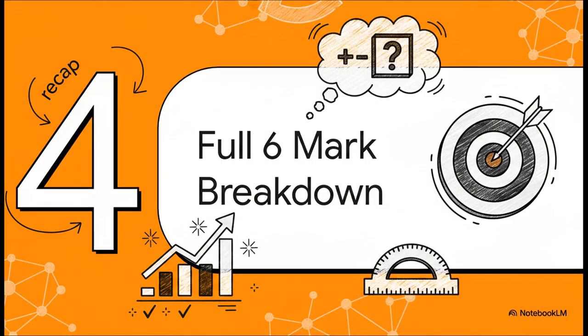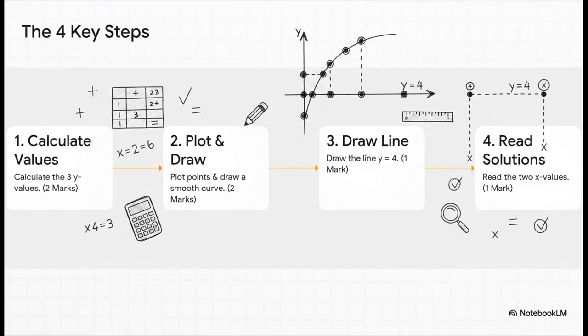Let's just do a super quick recap to make sure it all sticks. It really just boils down to 4 simple steps. 1. Calculate your 3 y values for the table. That's 2 marks. 2. Plot your points accurately and draw a nice smooth curve through them. That's another 2 marks. 3. Draw the line y equals 4. That's 1 easy method mark. And 4. Read the 2 x values where your line and curve cross. That's your final mark. 2 plus 2 plus 1 plus 1, boom, the full 6 marks.